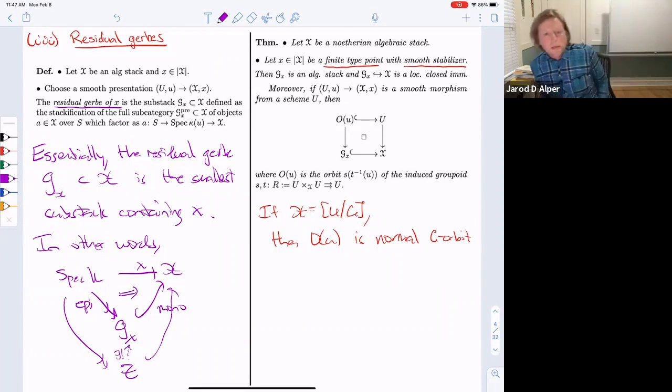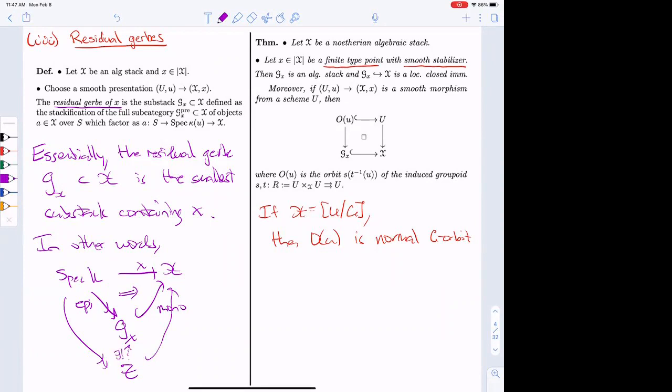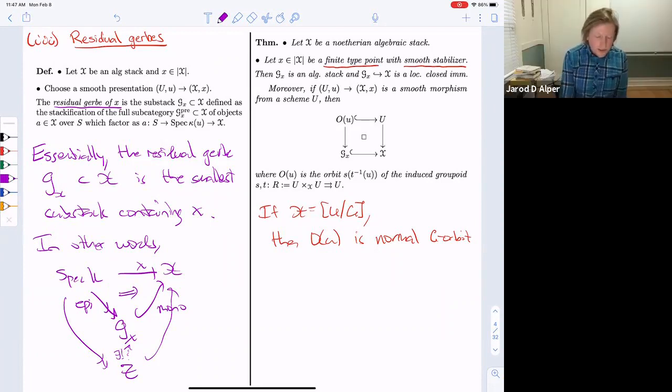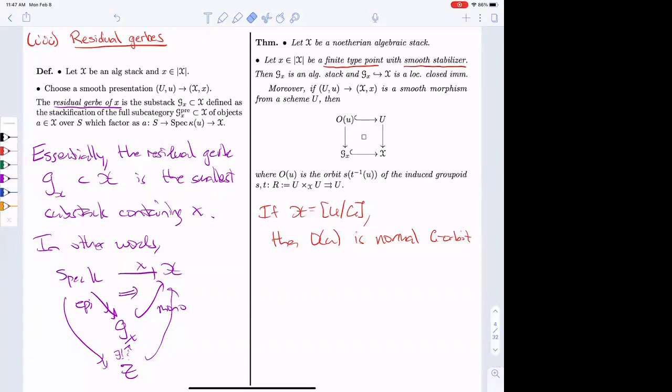Yes, it does satisfy that universal property. If X is a sheaf, then this is the sheaf theoretic image. But this is the stack theoretic factorization of this morphism. Cool, thanks. Are there other questions?